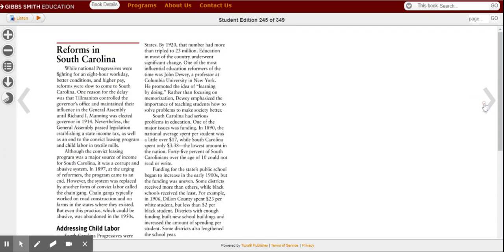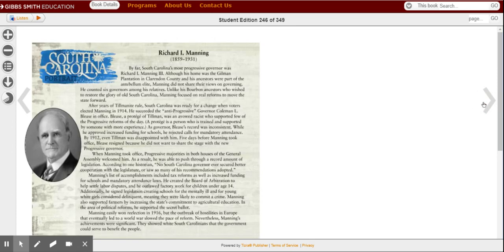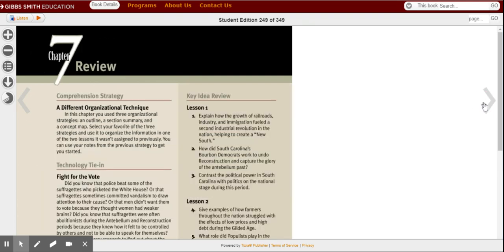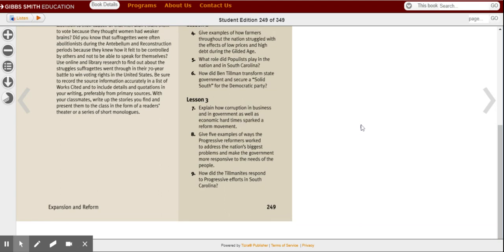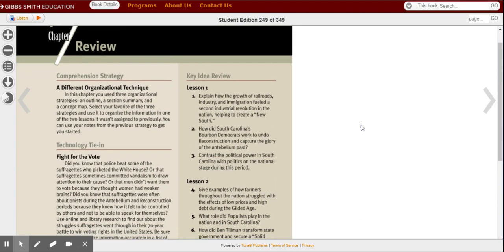So we have some reforms in South Carolina to take place. We address child labor and women's suffrage. And then right here at the very end, you'll see Chapter 7 Review, Lesson 1, 2, and 3, questions 1 through 9. These are what I want you to do for today's classwork.